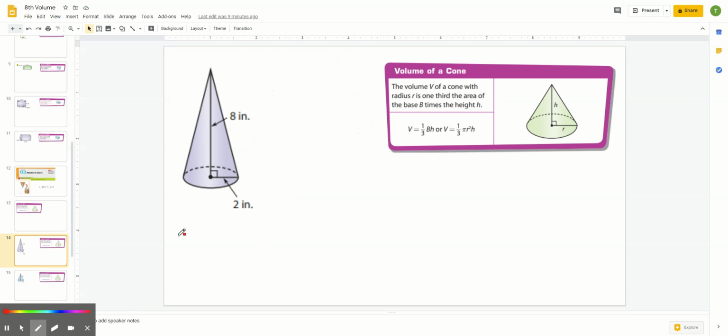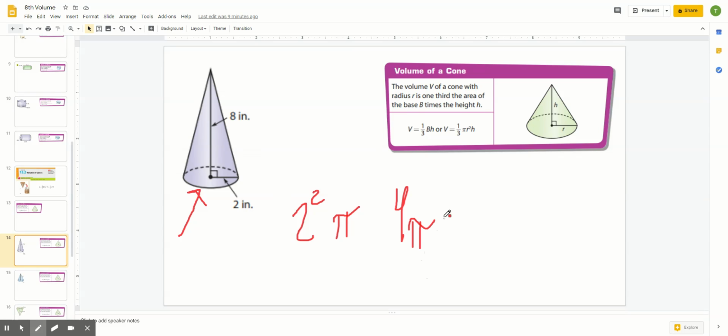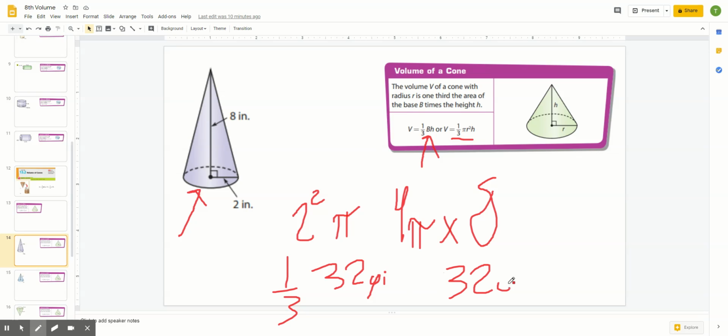So here we go. Let's start with my base: 2 squared, radius squared, times pi. That's going to be 4 pi times my height, which is 8. Again, I'm using everything from my formula here. That's 32 pi. And then what I need to do is divide it by 3 or multiply it by 1/3. So this is what it would look like. What I want you guys to type in for the assignment would be 32 pi divided by 3. You don't have to multiply out. I just want you to understand the process. So this is what you're looking to do.